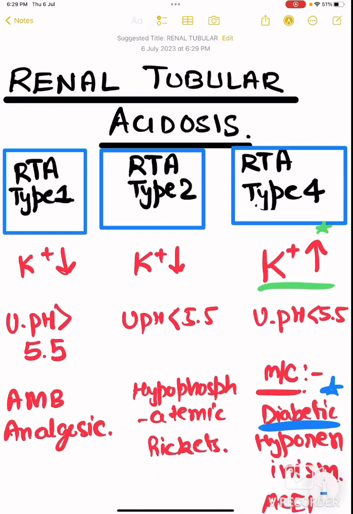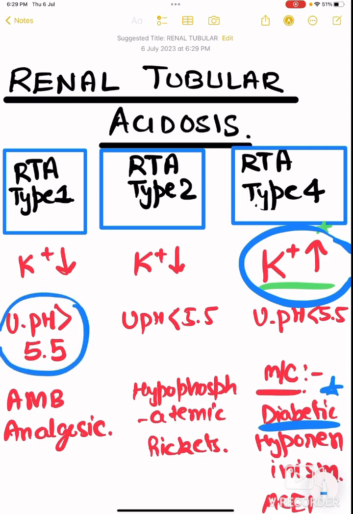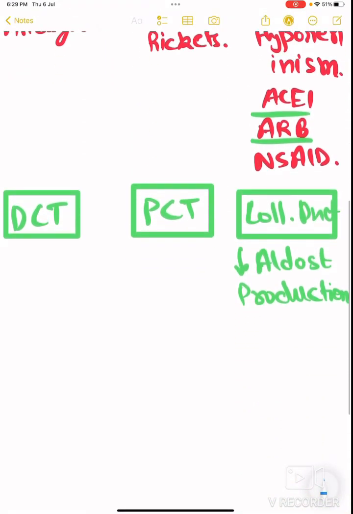So in summary, in a nutshell, there is only one RTA where potassium is high, it is RTA type 4. And there is only one RTA where urinary pH is high, more than 5.5, it is RTA type 1, right? And the rest are low. In RTA type 1 and RTA type 2 potassium is low, RTA type 2 urinary pH is also low, and in RTA type 4 urinary pH is also low. Only one place where potassium is high, type 4, and only one place where urinary pH is more than 5.5, type 1. Rest all is low. You have to remember the causes and the locations.